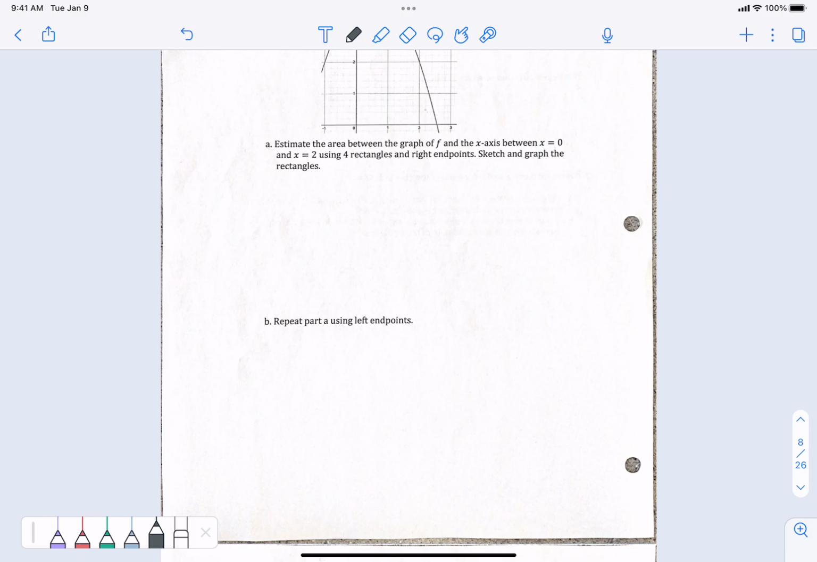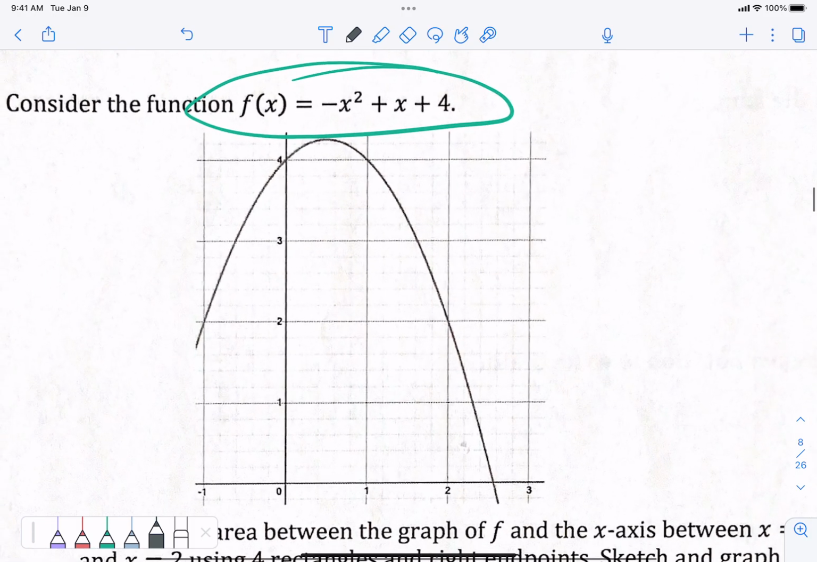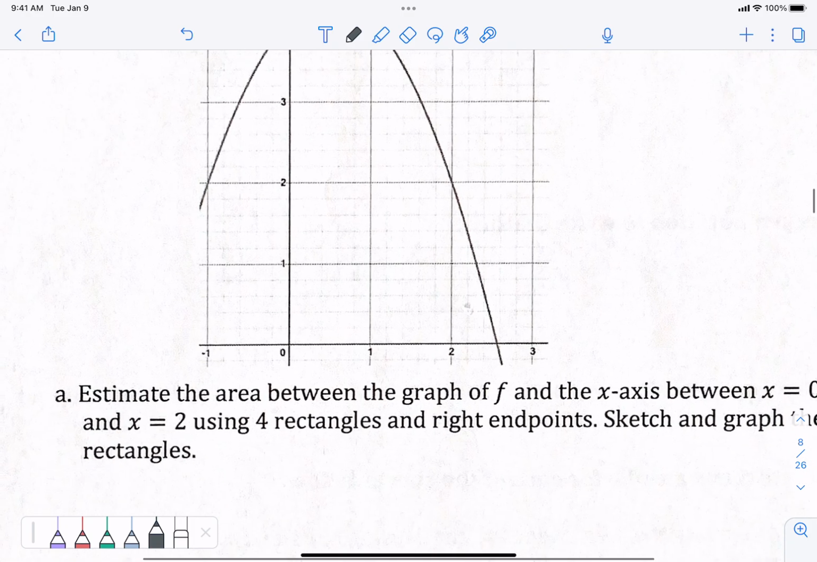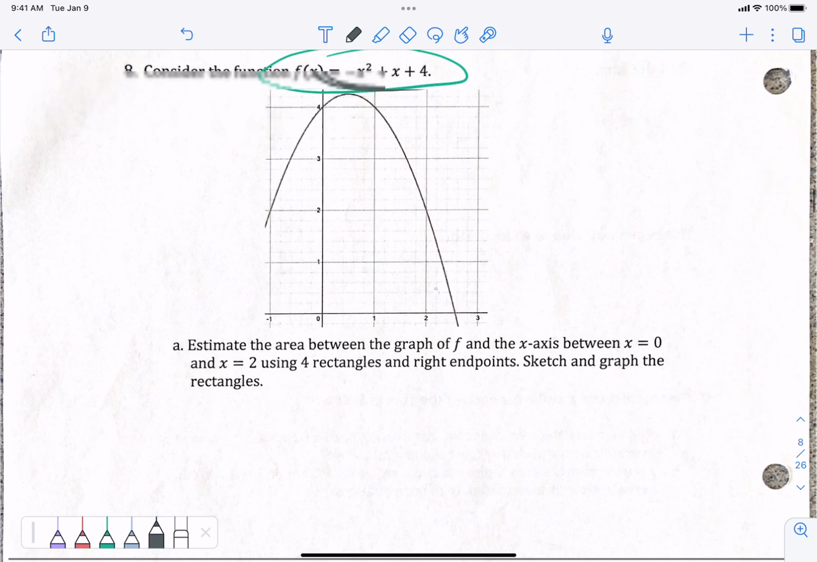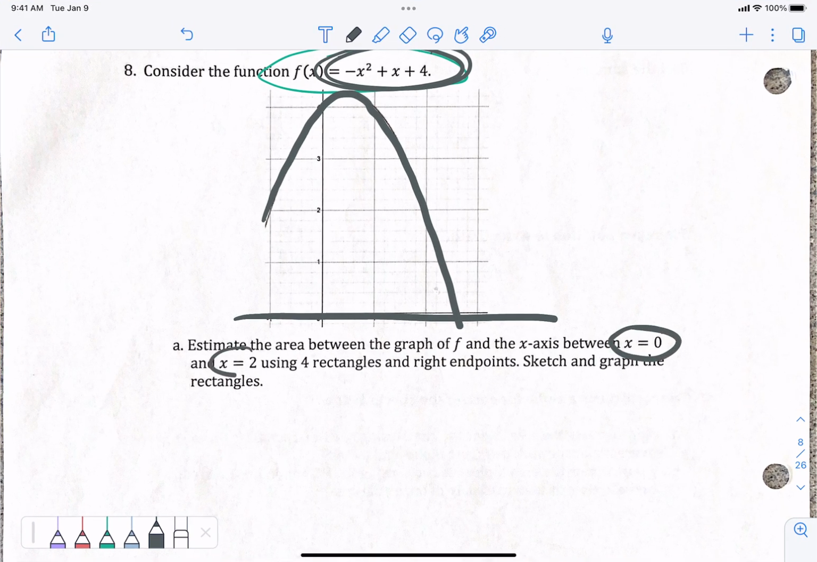Okay, let's talk specifics, because this one doesn't have where it exactly hits, and we need to know. So we have our function right here. We're going to end up plugging into that. Let's read some stuff down below. Estimate the area between the graph of f and the x-axis. So we're saying bounded by this graph and the x-axis, but only between x equals 0 and x equals 2.